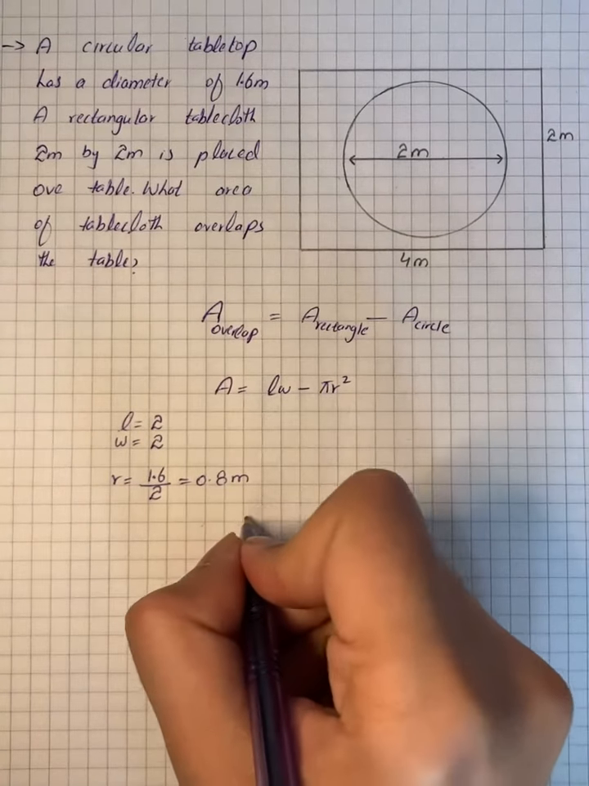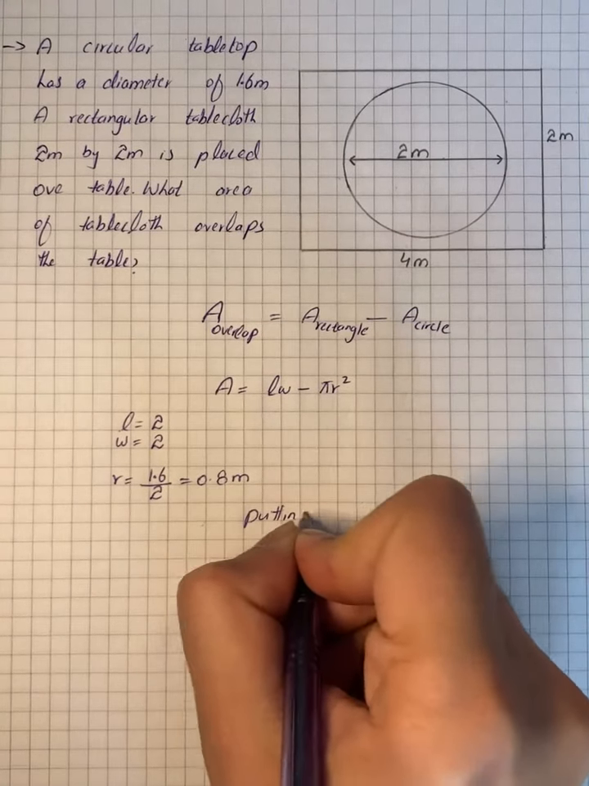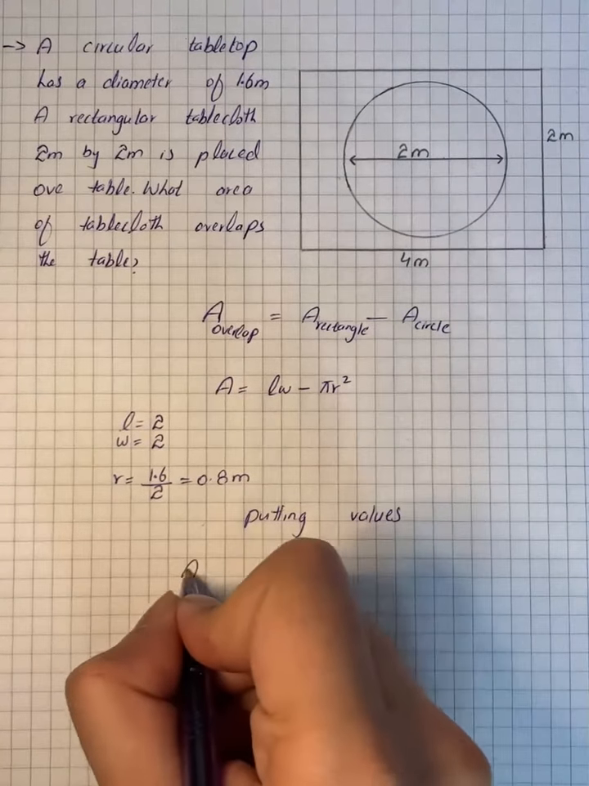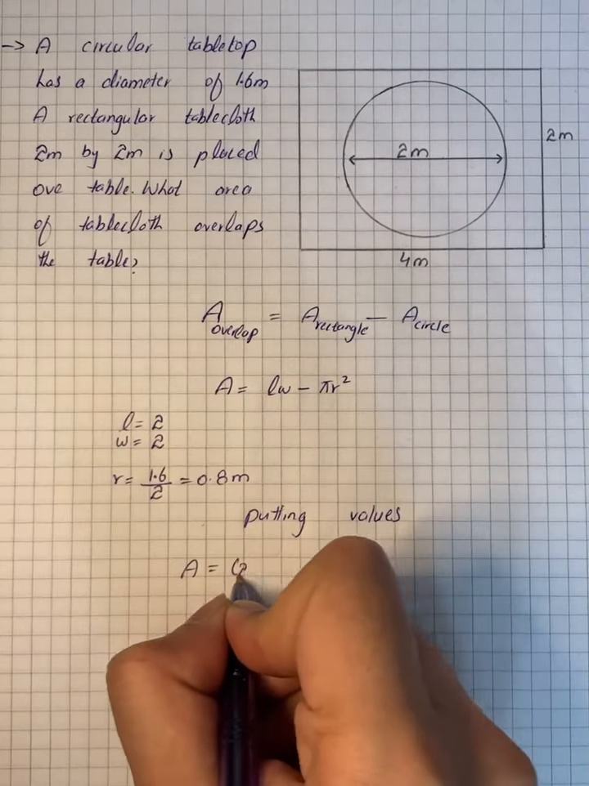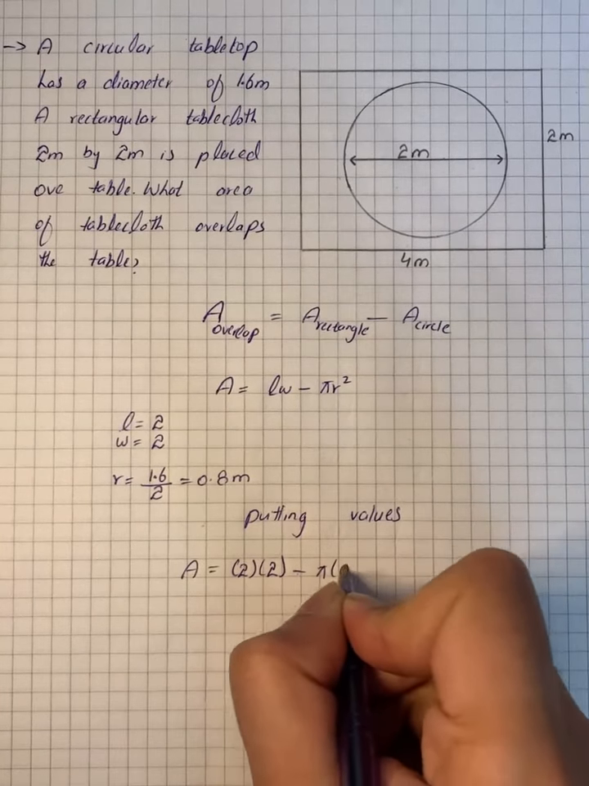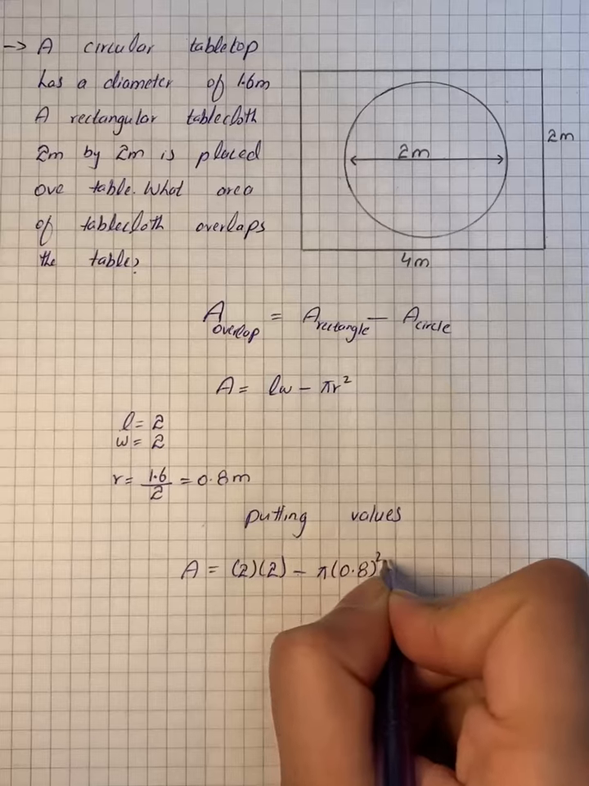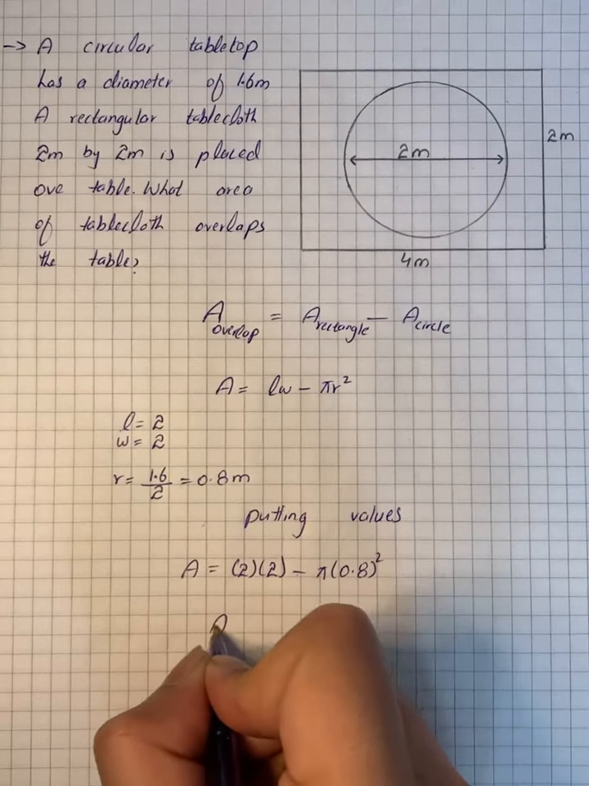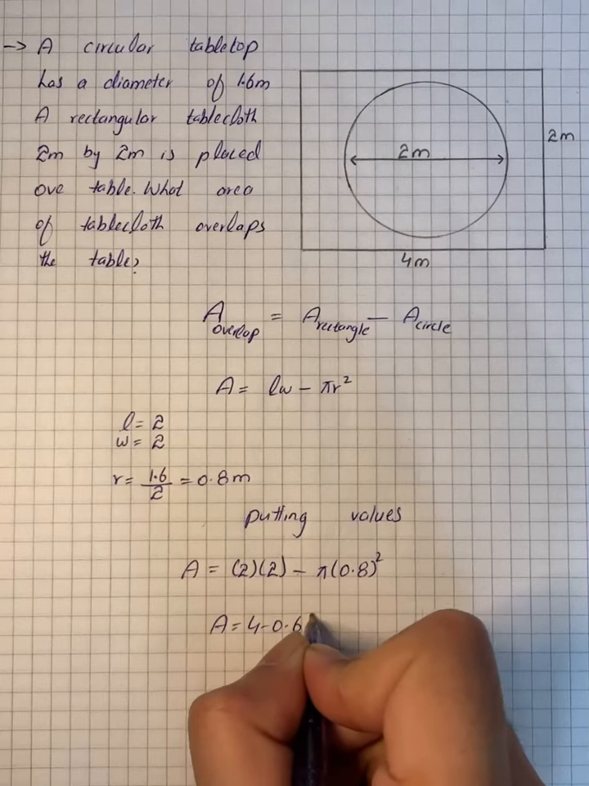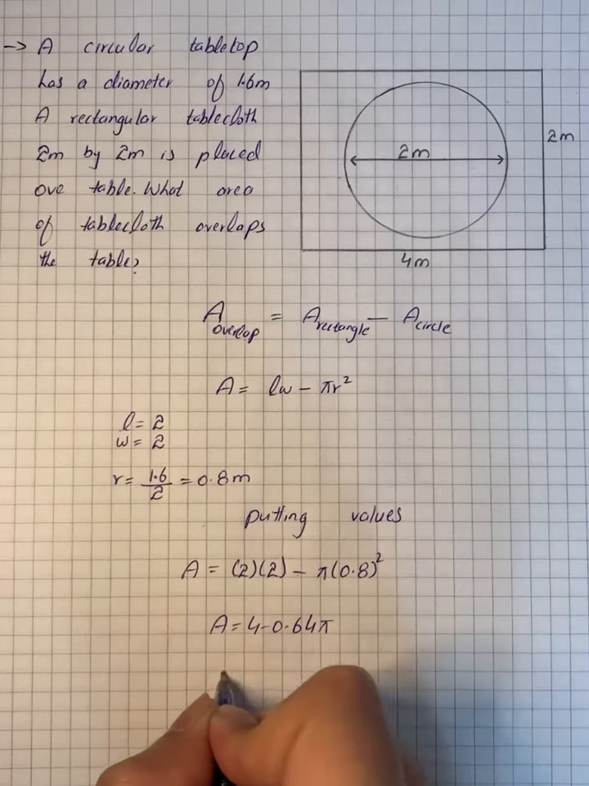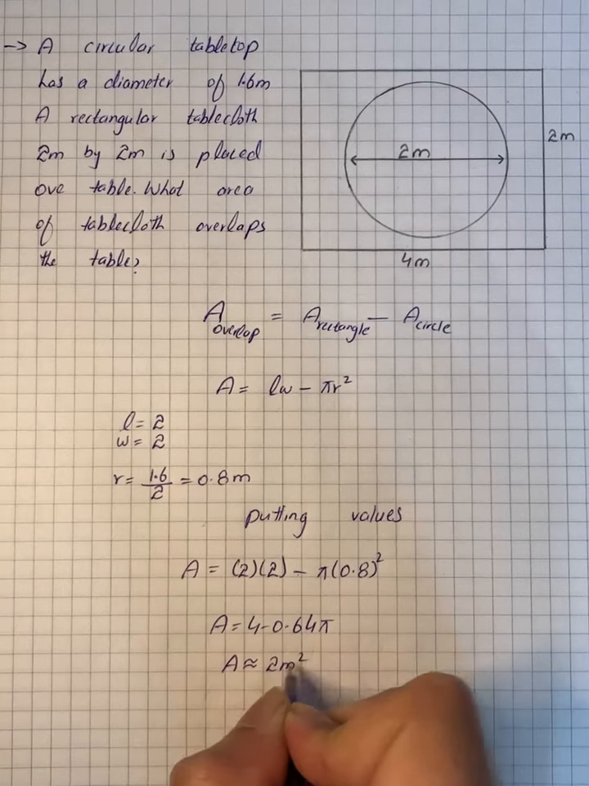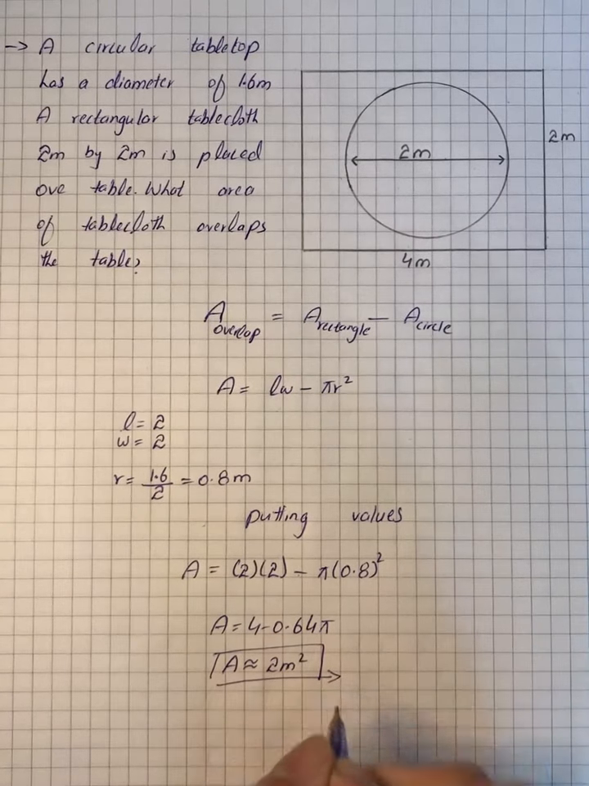Now putting values, area is equal to 2 into 2 minus pi into 0.8 whole square. So A is equal to 4 minus 0.64 pi. So A is approximately equals to 2 meter square, that is our overlapping area.